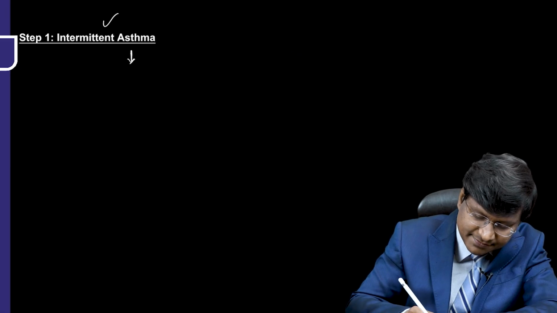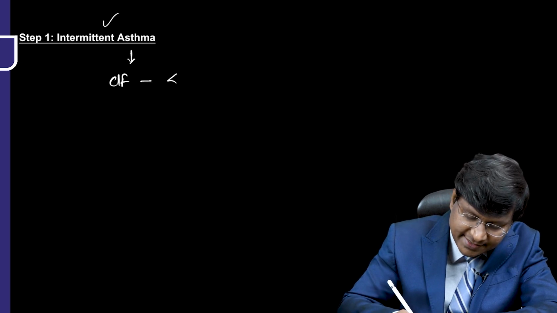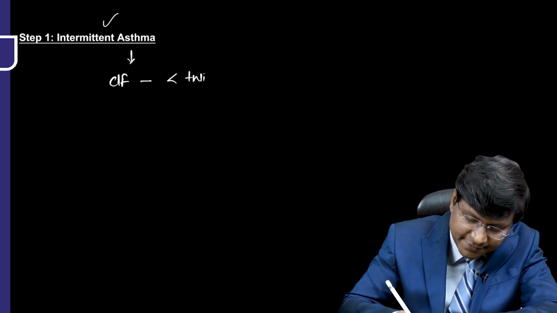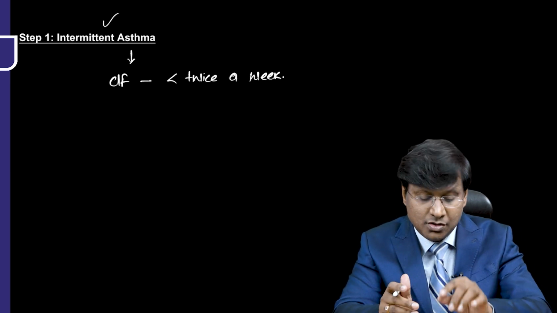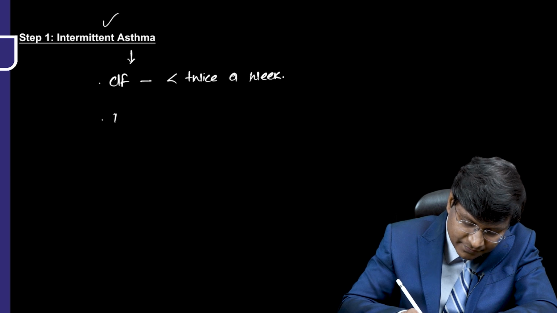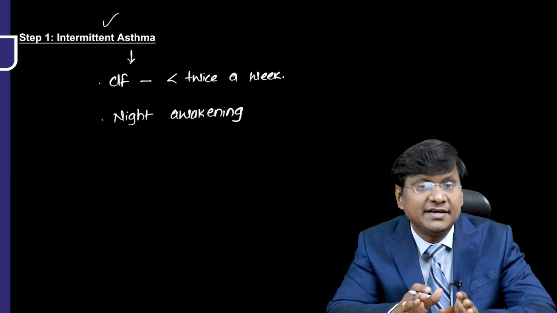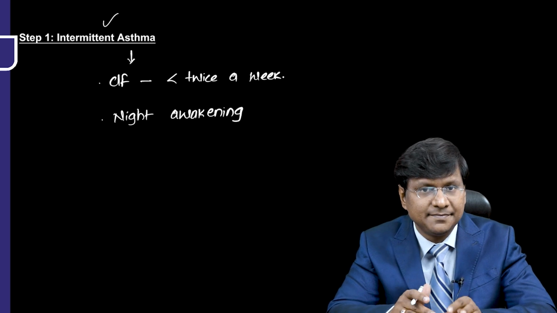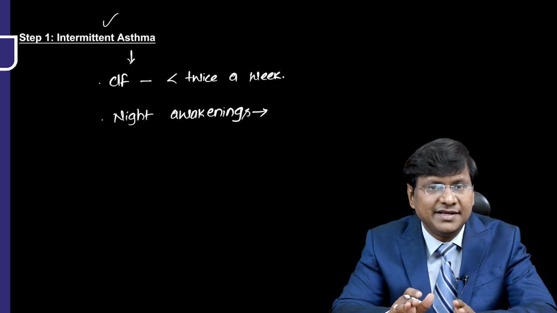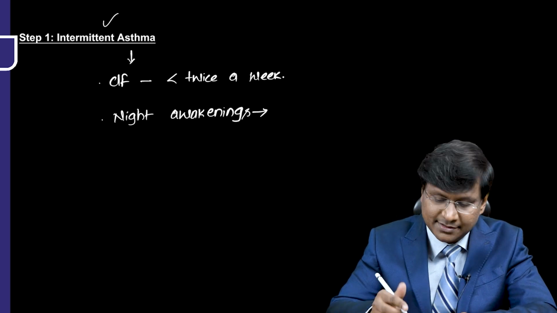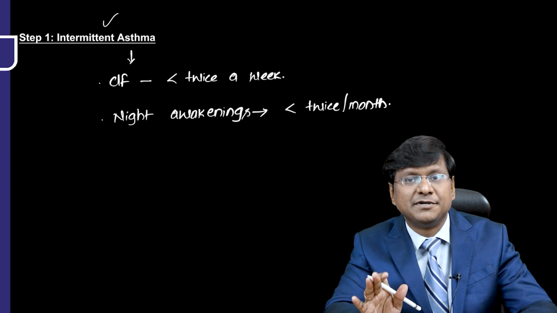The asthma symptoms, or the asthma clinical features, occur less than twice a week, right? And what about night awakenings? Night awakenings will also be there due to asthma, and these night awakenings due to asthma occur less than twice a month, right? Less than twice per month.